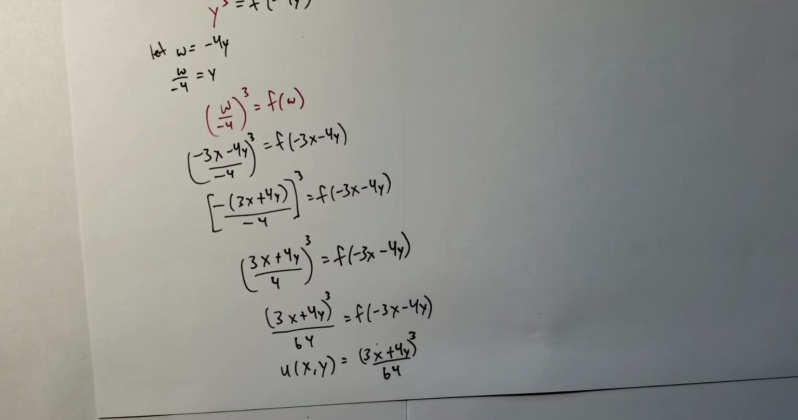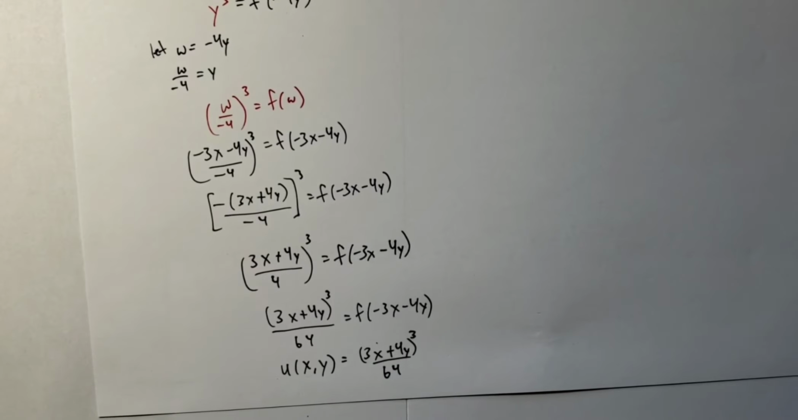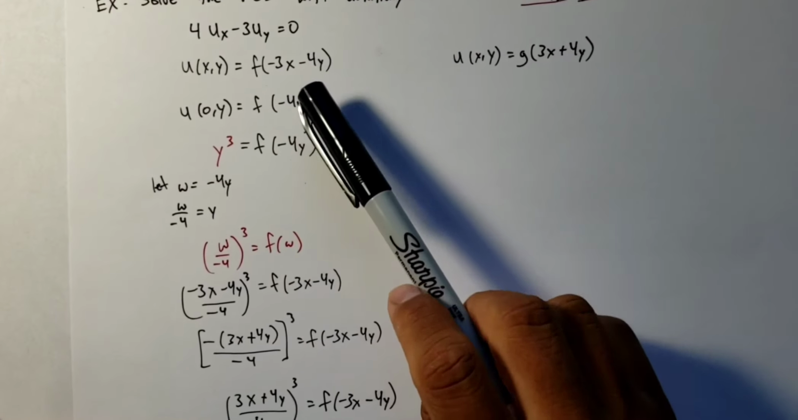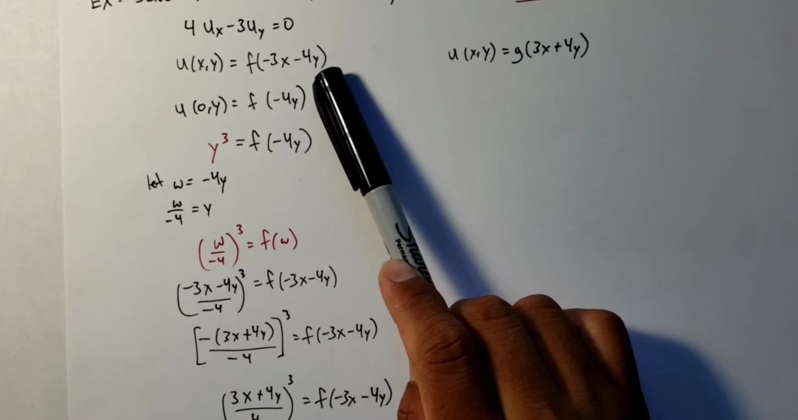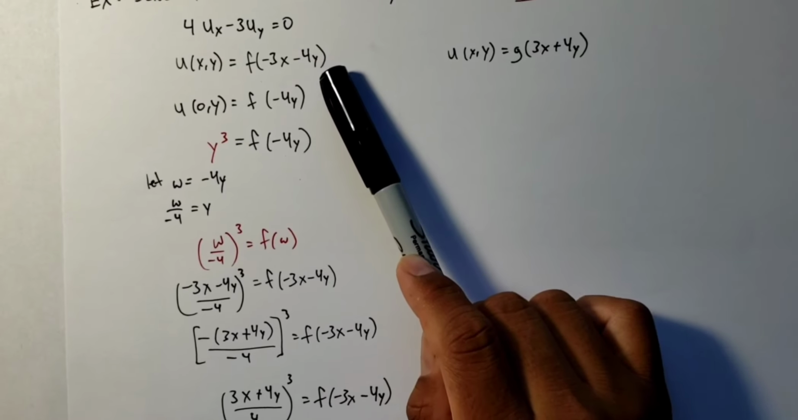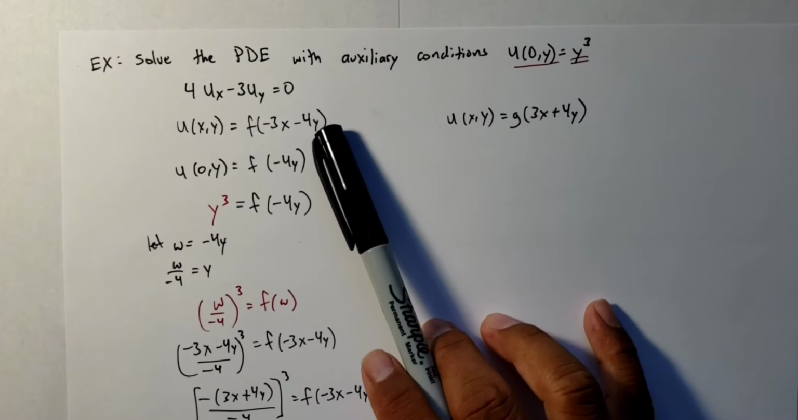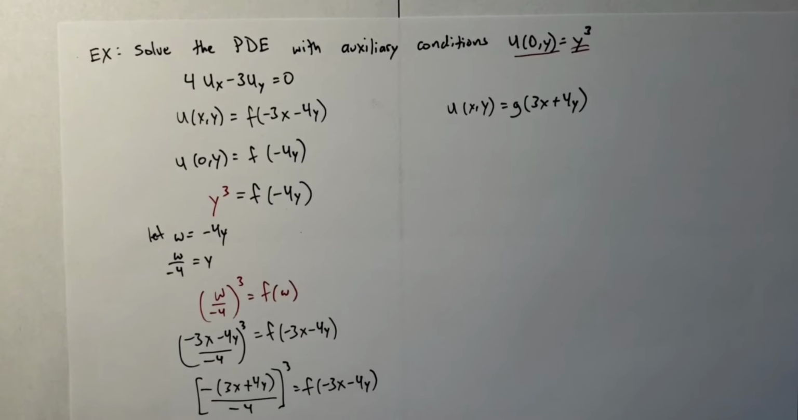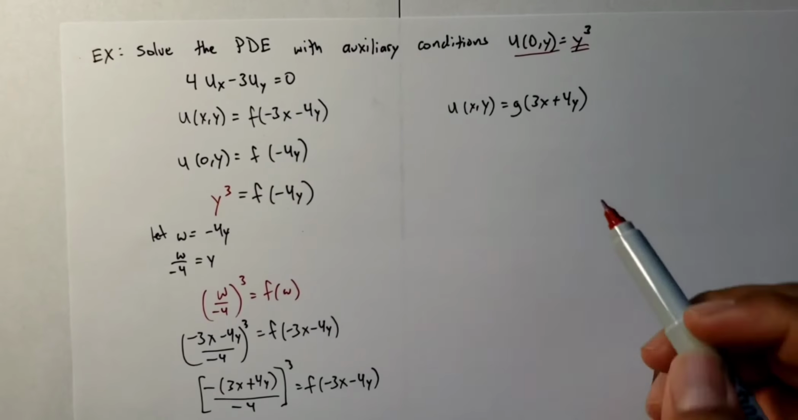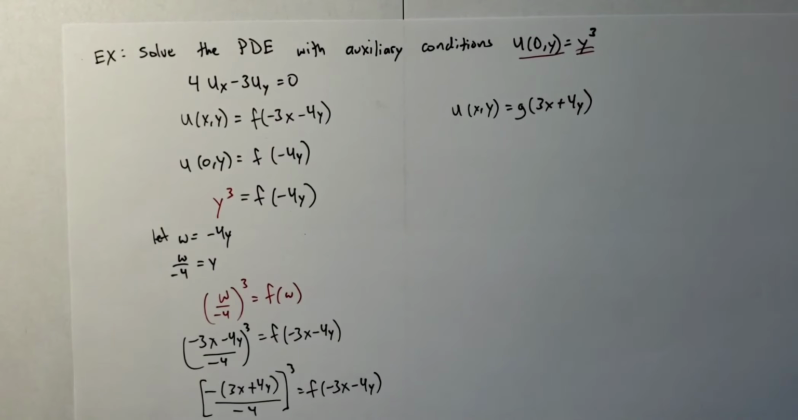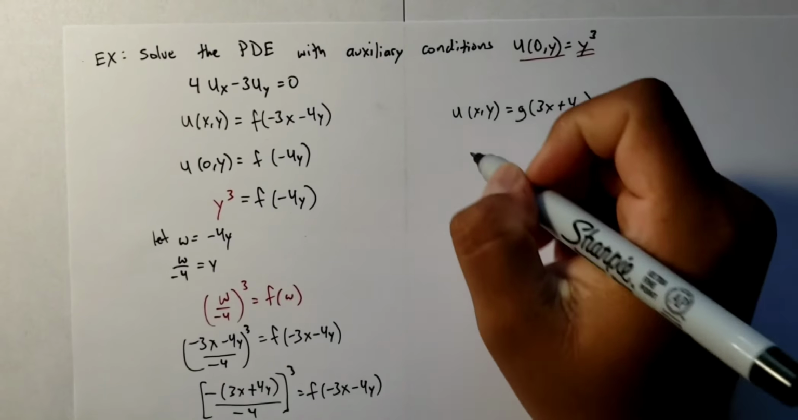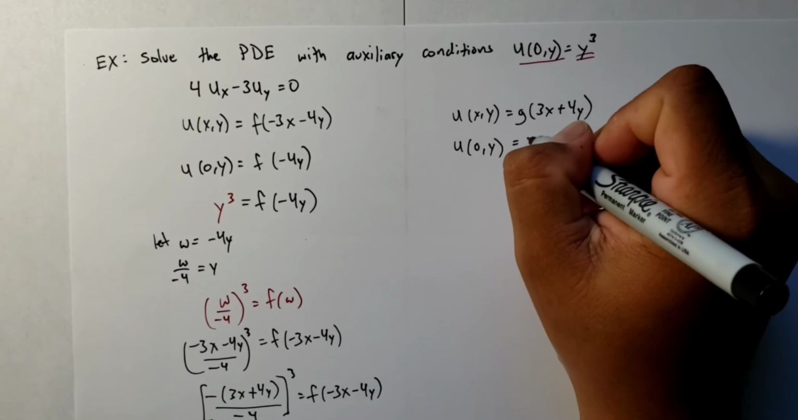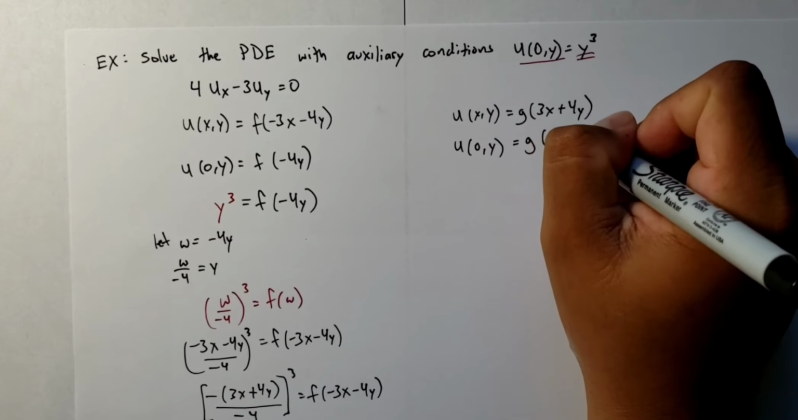Now, that one takes a little longer because you have to deal with the negative. But let's say instead we didn't go with this expression, but we went with the other expression, g of 3x plus 4y. It's a very similar process. You would substitute in 0 for x. So u of 0, y is going to be g of 4y.